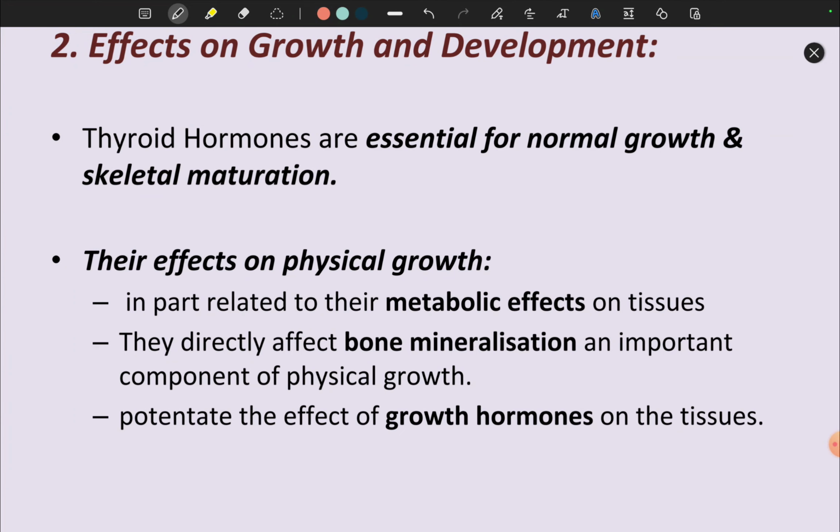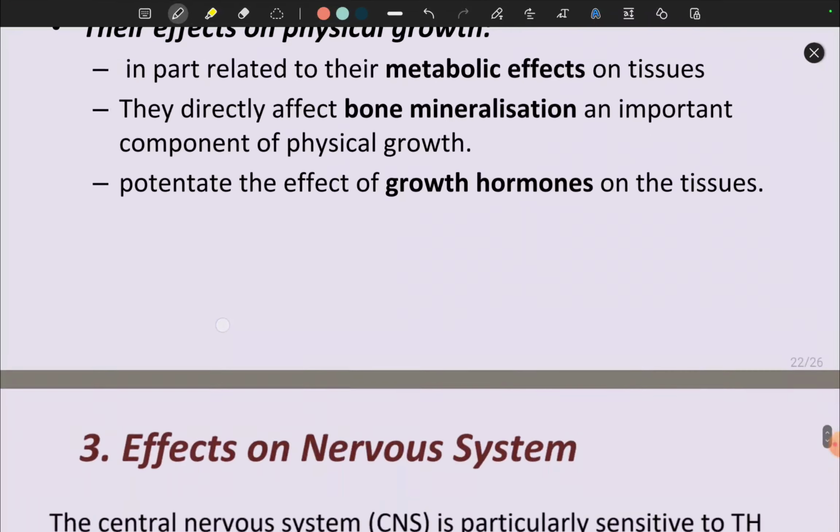Brain development is affected if it is from childhood, with synapses and so on. Thyroid hormone for growth is very important. It causes skeletal maturation. It makes growth hormone do its function, so it potentiates the effect of growth hormone on the tissue. Bone mineralization increases, and it also promotes the growth hormone effect.